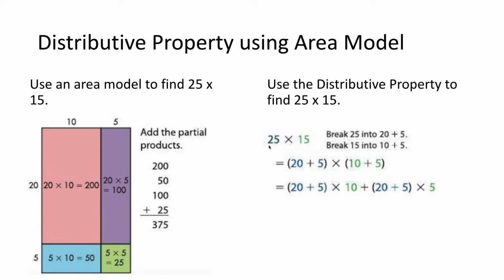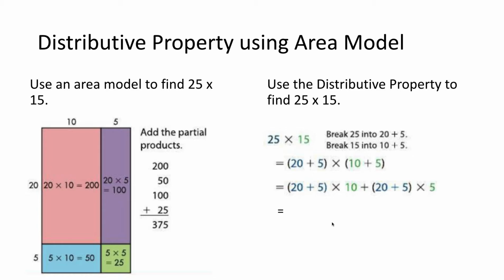So if you're using the distributive property, you can see it in a similar way too. So 25 can be decomposed as 20 and 5, 15 as 10 and 5, just like this area model, right? But here we can use the distributive property. So you're going to distribute 10 to each of these numbers and 5 to each of these two numbers. So (20 plus 5) times 10 plus (20 plus 5) times 5. So you're distributing 10 and 5 to each of these numbers.